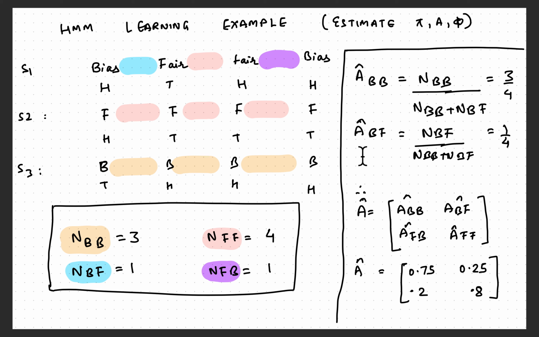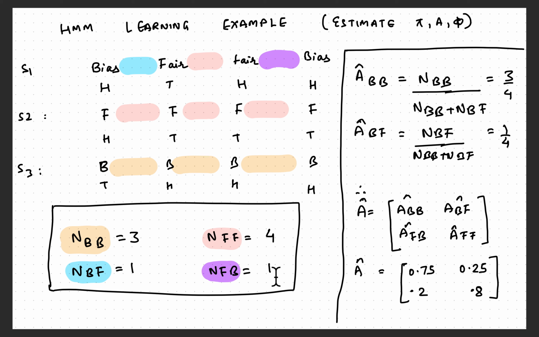Similarly, we can calculate A hat of BF, which you don't even need to calculate in this case, given that you have only 2 possible states. So it's fairly obvious that it would be 1 minus A hat of BB, so it would be 1 over 4. Similarly, A hat of FB would be the number of transitions from F to B divided by the number of times you're in state F. So A hat of FB would be 1 over 1 plus 4, 0.2, and A hat of FF would be 4 over 4 plus 1, 0.8.